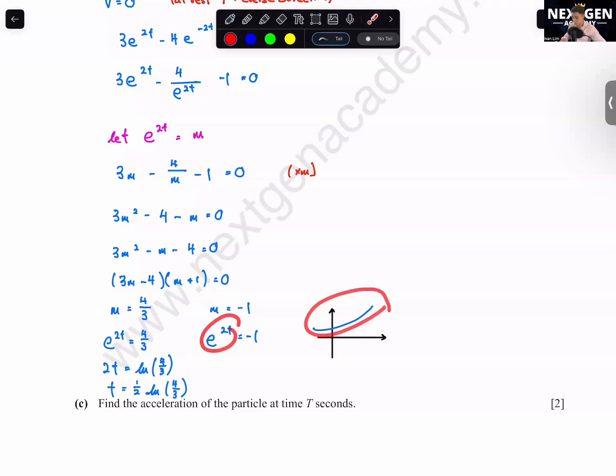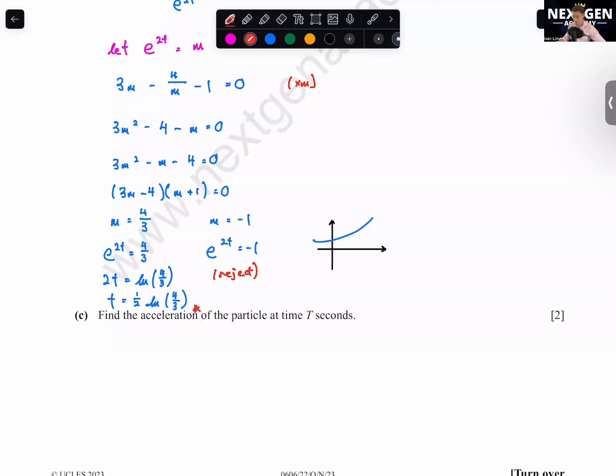Now my y is negative 1, so there's no such thing. Even if you don't know this, you go and do the normal way, you'll get a math error. So you need to reject this. So your final answer will just be 1 over 2 ln 4 over 3.